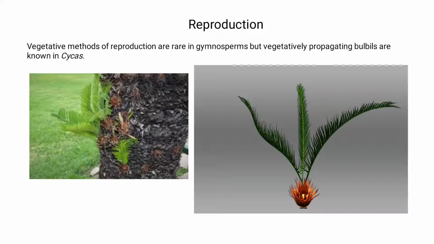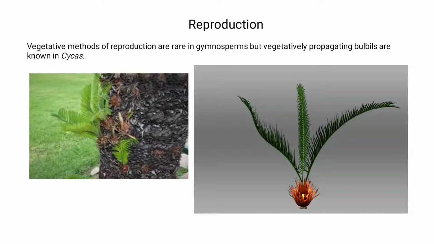One is vegetative reproduction, second one is asexual reproduction, and the other one is sexual reproduction. All these three kinds of reproduction are seen in case of cryptogams. But in case of cycads, particularly in case of gymnosperms, you will find only two types of reproduction system. One is vegetative reproduction system and another one is sexual reproduction system.